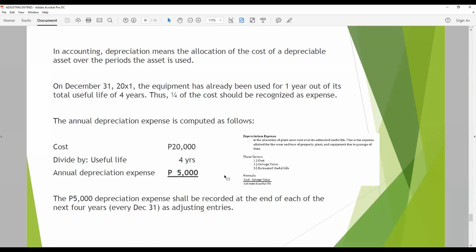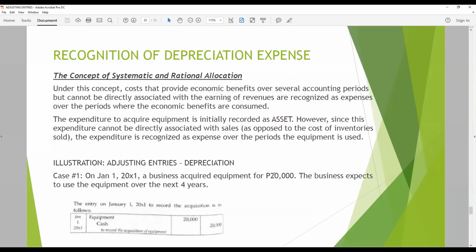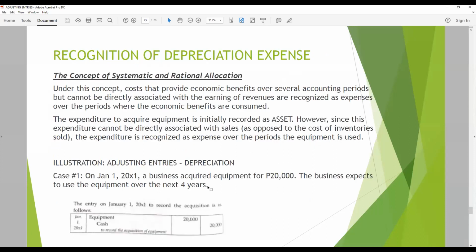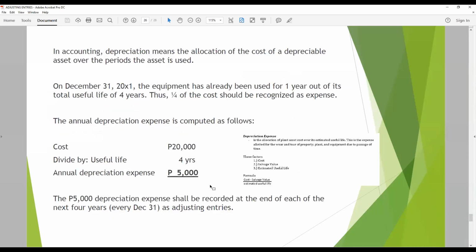In accounting, depreciation means the allocation of the cost of a depreciable asset over the periods the asset is used. So you allocate this 20,000 over the period the asset is used, which is 4 years. So divide nyo lang 20,000 divided by 4 years. So yun yung annual depreciation nyo.